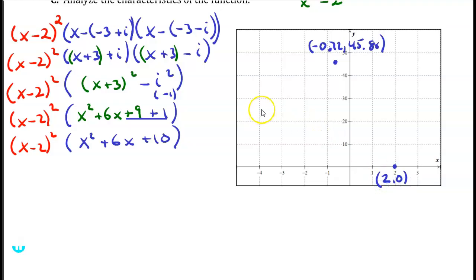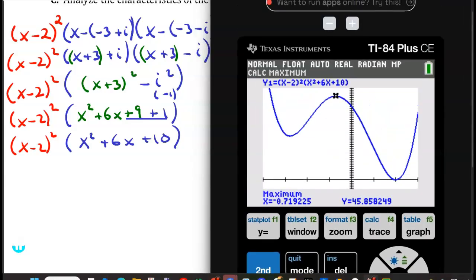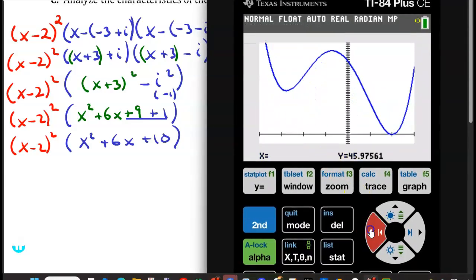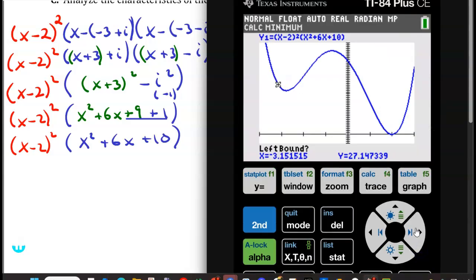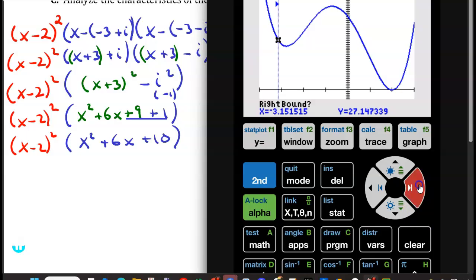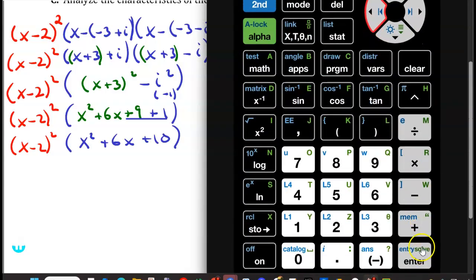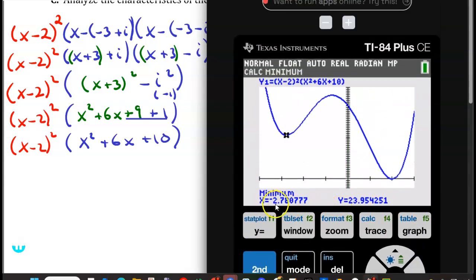And if we did the other minimum here, we can practice that. Let's go find this other one. Oh, trace first. Go down here. And we're going to calculate second. There we go. And this one's a minimum, local min. Enter. Left bound, enter, move to the right, enter, and move it to the middle, and enter. All right, we have negative 2.78 and 23.95. We'll use those numbers.